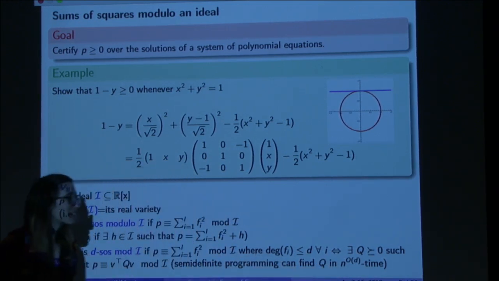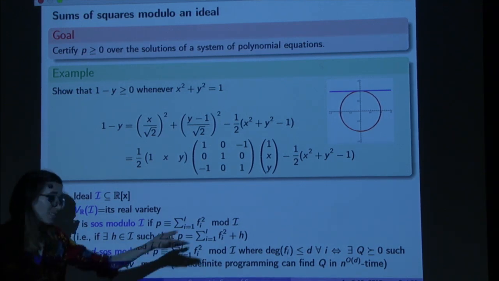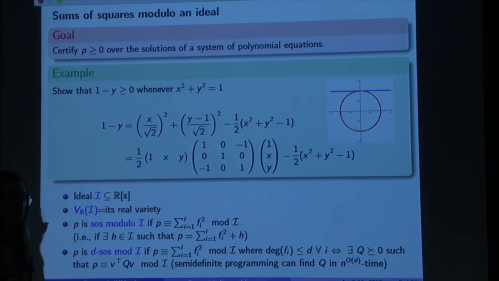But still, even if d is a constant, polynomial time is not that great, right? If n is big, polynomial time is terrible. If you're doing this for some combinatorial problem where the number of variables goes to infinity, this is terrible. And so this is kind of the point of the talk: how can we make this better?